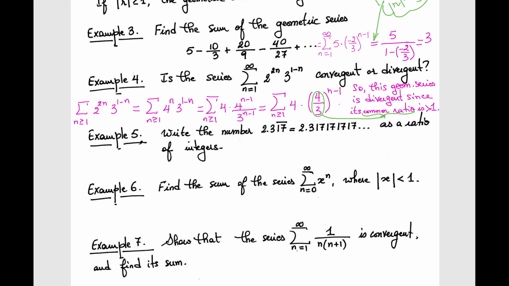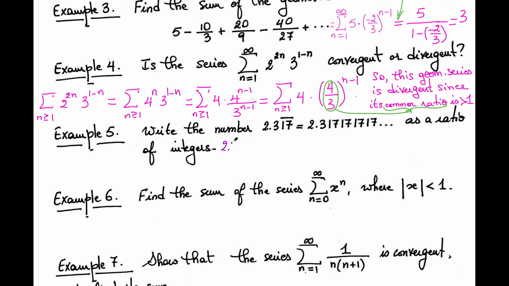Well, 2.317, okay, let me use a different color. 2.317 bar is the same as 2.3 plus 17 over 10 to power 3, right? Correct? Plus, the next term is 17 divided by 10 to power 5, correct? This becomes 0.3 zeros and 3 zeros and 17. And the next one becomes 17 divided by 10 to power 7. So plus 17 divided by 10 to power 7. Plus dot dot dot. Correct?